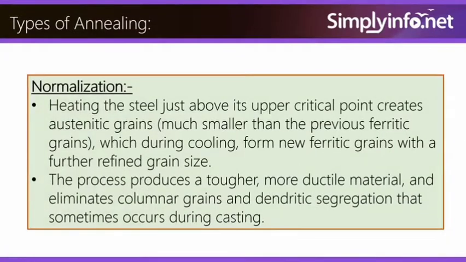Heating the steel just above its upper critical point creates austenitic grains much smaller than the previous ferritic grains, which during cooling form new ferritic grains with a further refined grain size. The process produces a tougher, more ductile material and eliminates columnar grains and dendritic segregation that sometimes occurs during casting.